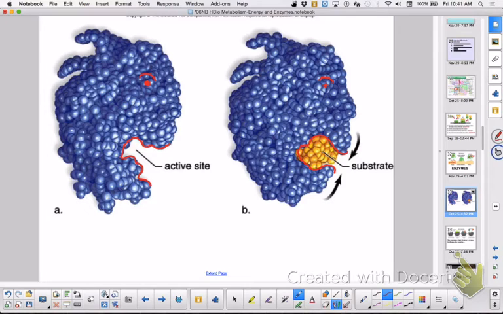Now, in this case, this active site, did you see it change its shape a little bit? Yeah, it changed its shape. And once it releases the substrate, whatever product it's making, it'll go back to its original shape again. And enzymes can be used over and over again.